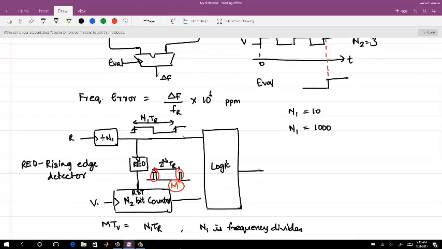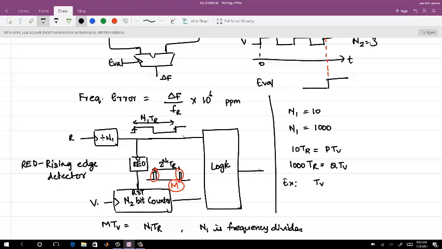Now you see, I have 10 times tr is equal to some p times tv, and in another case, 1000 times tr is equal to q times tv. In these two cases p and q will surely differ. If it is an exact multiple, for example, if tv is equal to 2 times tr, then you have p equal to 5 and q equal to 500, no problem at all.